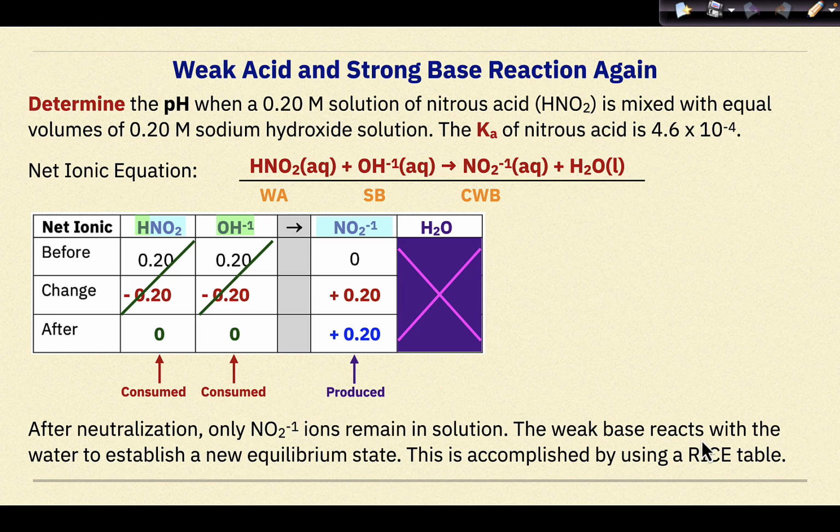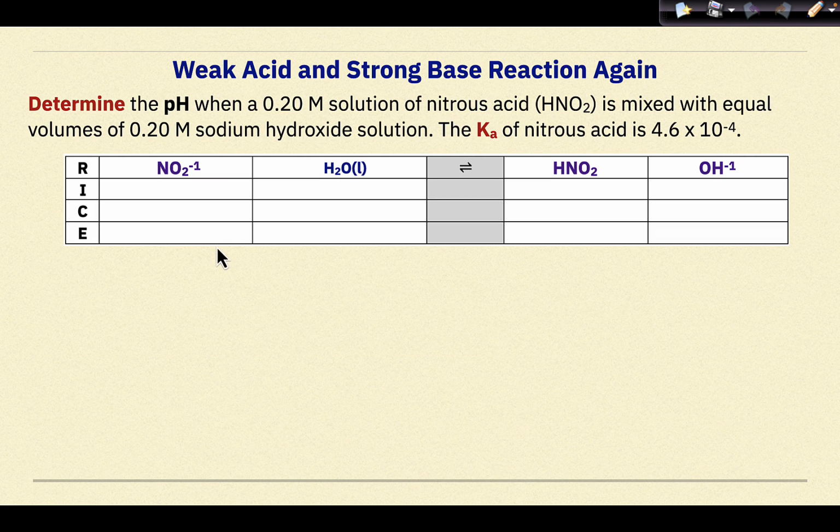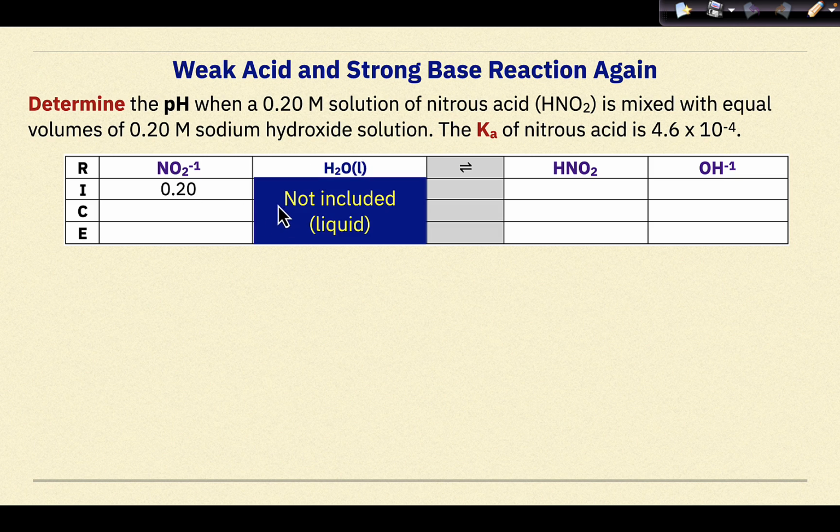The weak base reacts with water to establish a new equilibrium state. This is accomplished using a RICE table. So after neutralization, 0.20 molar NO2-1 ions exist in solution. Water is needed as a proton donor to the weak base, but is not involved in the calculation of pH. No HNO2 nor OH-1 ions are initially present.